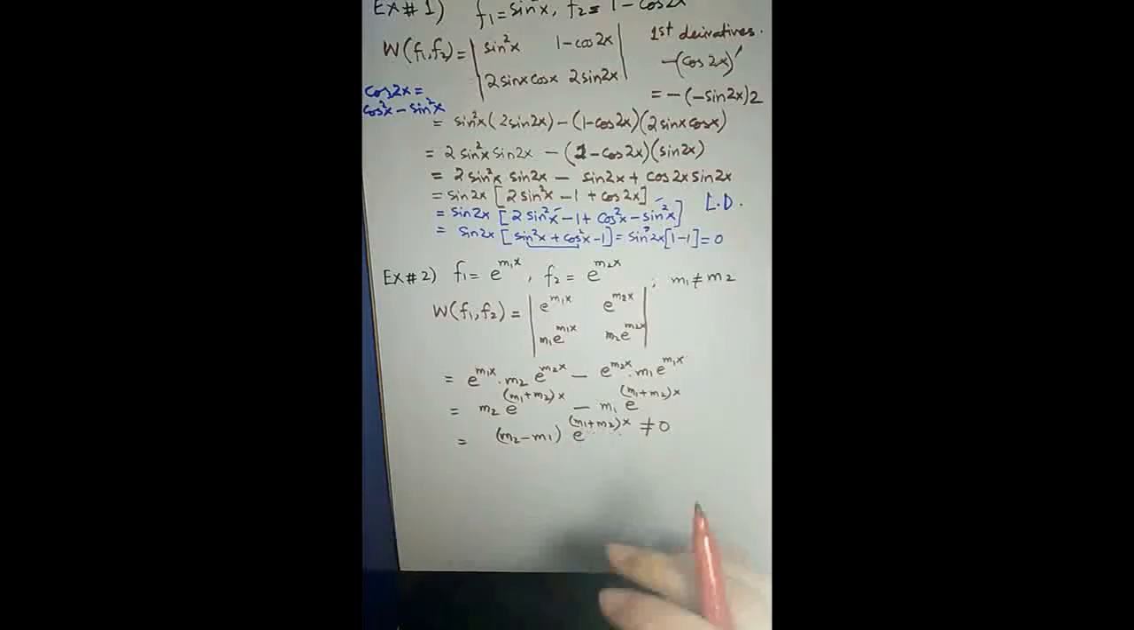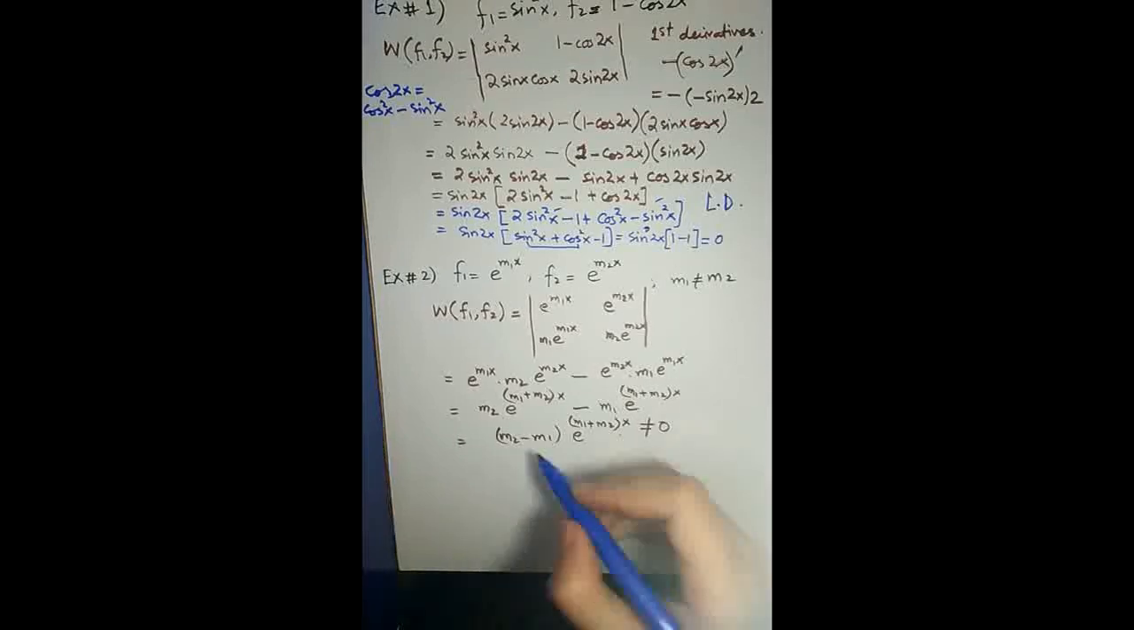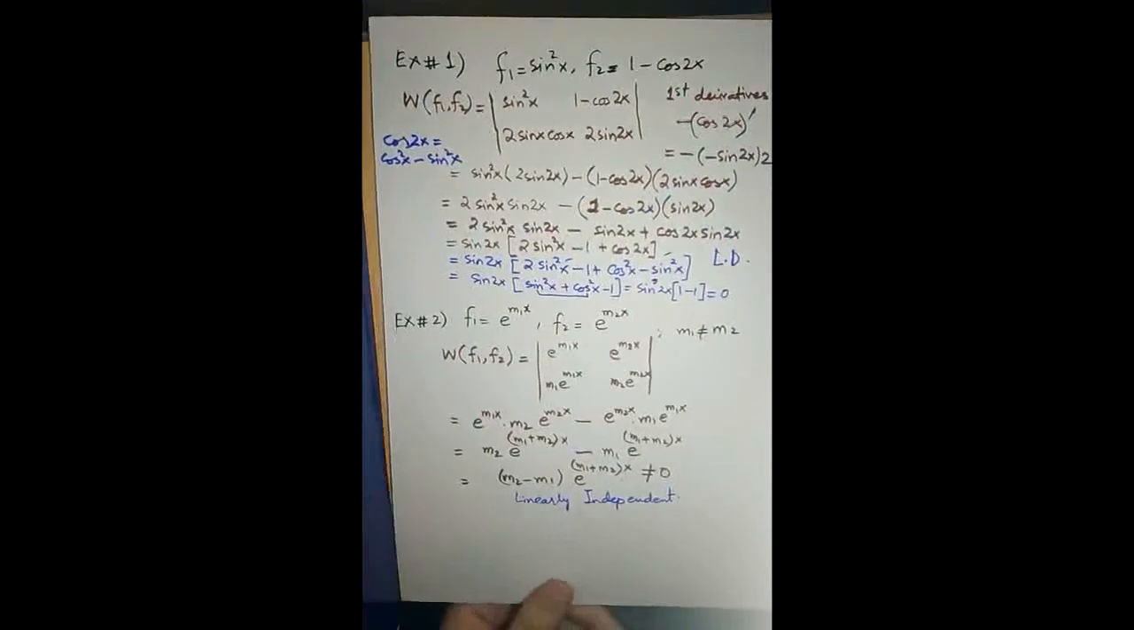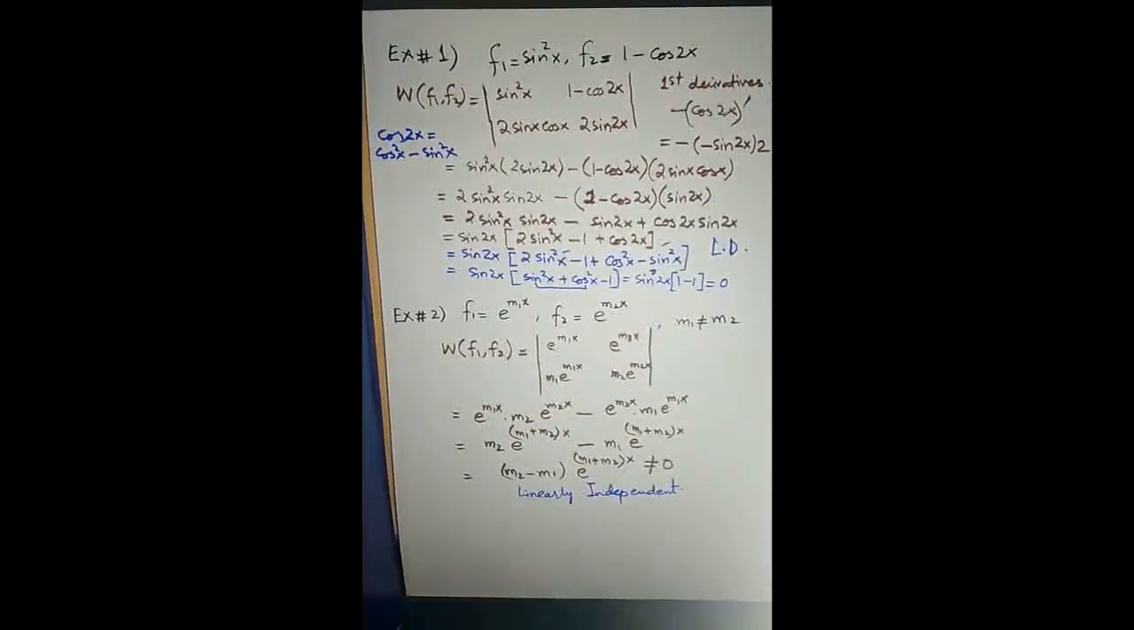So e to the power any constant is a constant, and m1, m2 are also constants, that doesn't make it 0, so that means it is not equal to 0. So what are these? These are linearly independent functions, right? These are linearly independent functions.